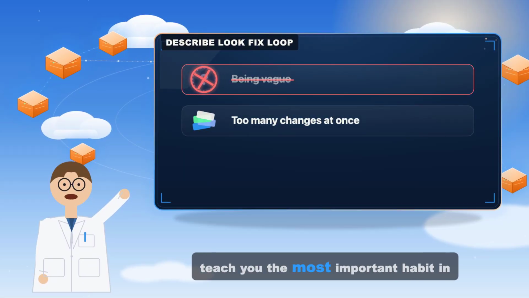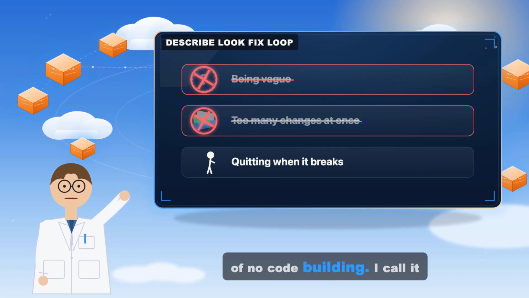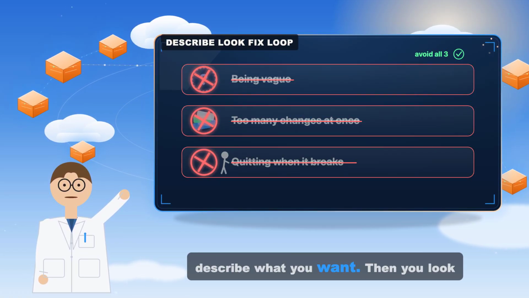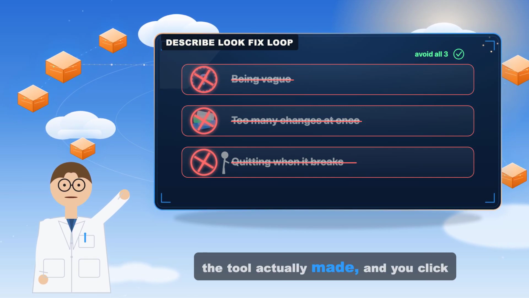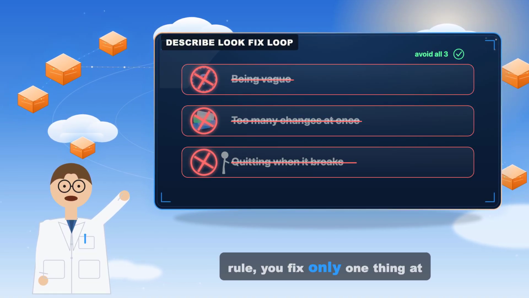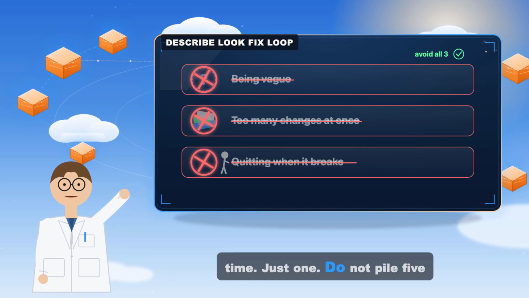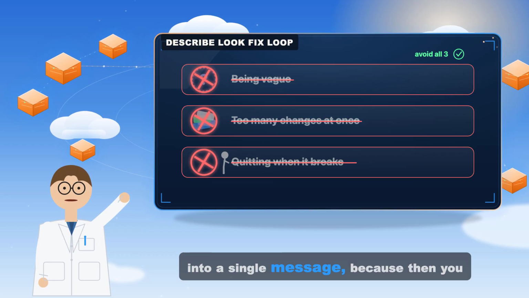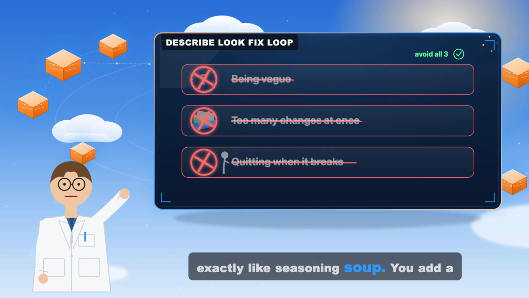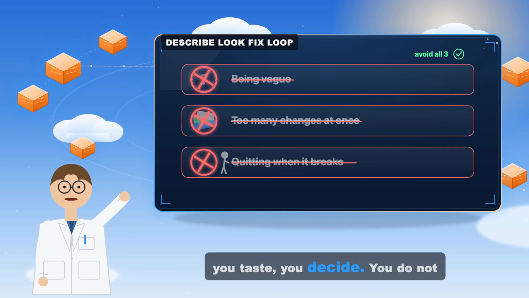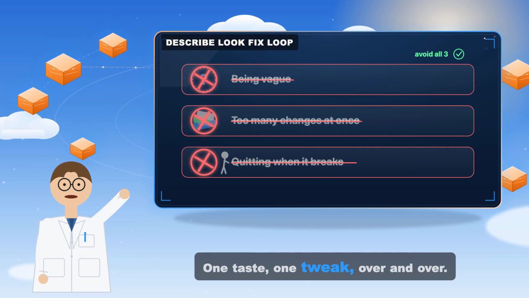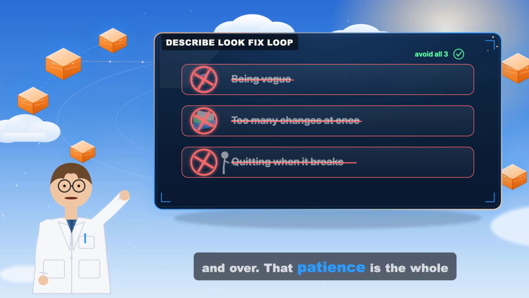While it works, let me teach you the most important habit in all of no-code building. I call it the describe, look, and fix one thing loop. It goes like this. You describe what you want, then you look at what the tool actually made, and you click around and try it like a real user would. Then, and this is the golden rule, you fix only one thing at a time. Just one. Do not pile 5 complaints into a single message, because then you will not know which fix caused which change. It is exactly like seasoning soup. You add a little salt, you taste, you decide. You do not dump in salt and pepper and garlic all at once and hope. One taste, one tweak, over and over. That patience is the whole skill.